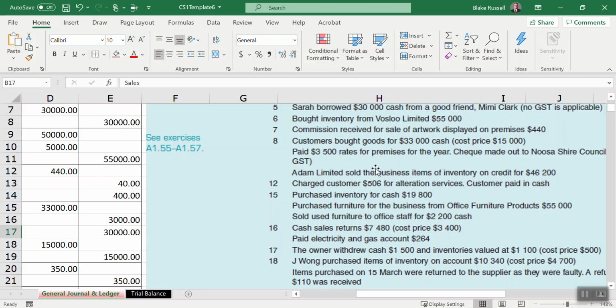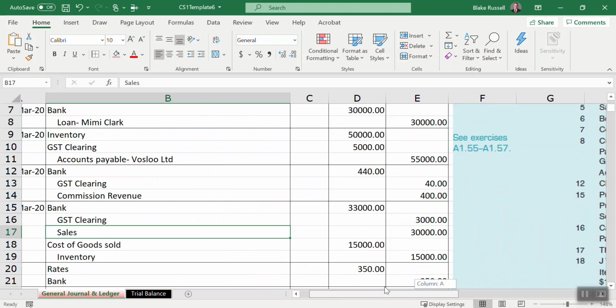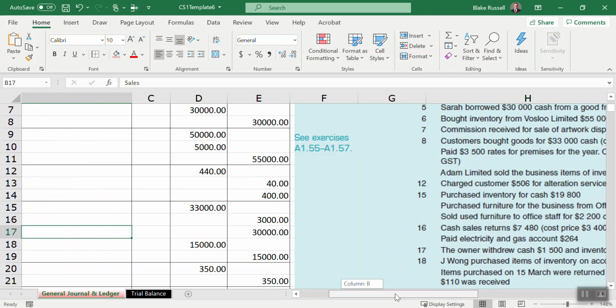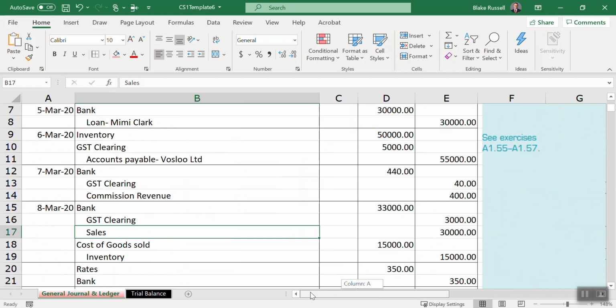$46,000. So we're being sold this stuff. Okay, they're selling us goods. I don't like the way it's been placed and put. So they've sold us inventory for $46,000, and that was on the same date, I believe.